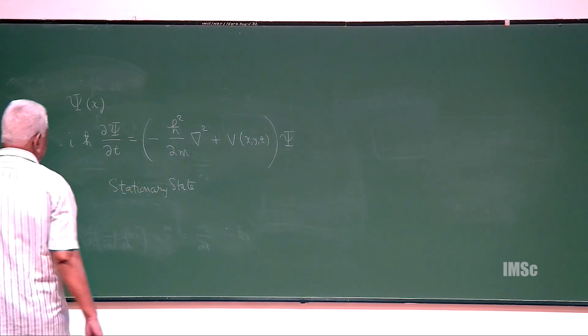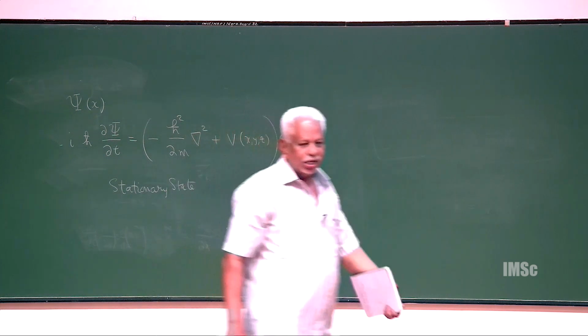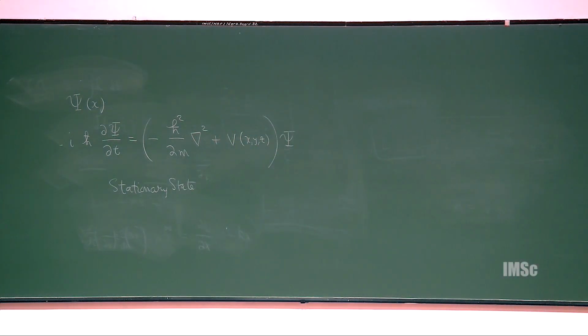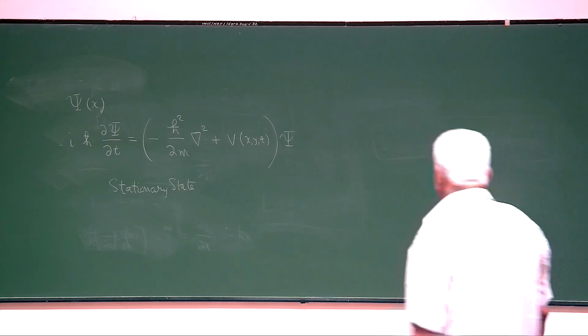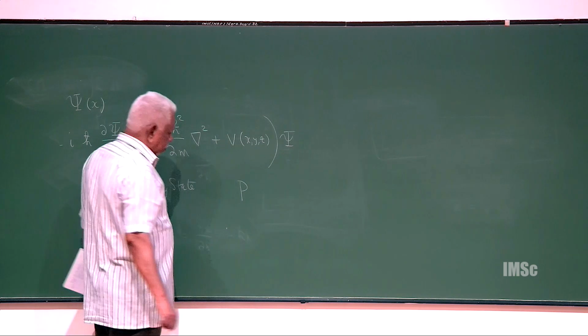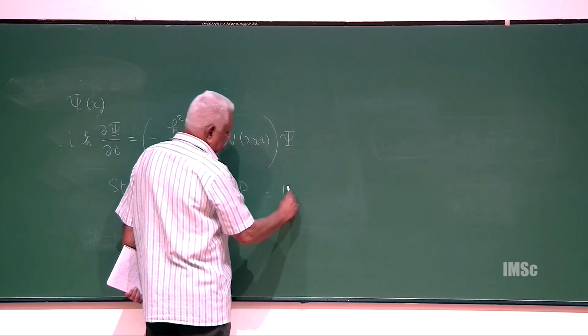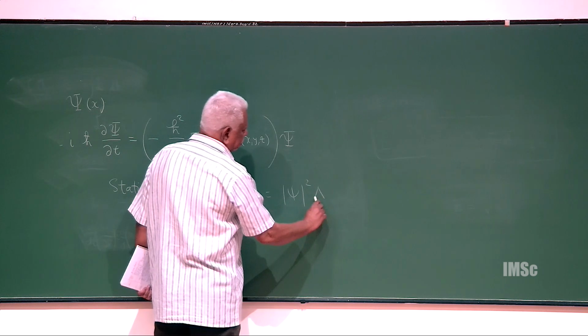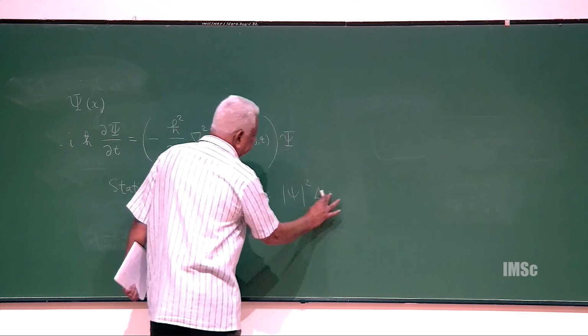The state is something called a stationary state. The stationary state is one where the state of the system does not change with time. It is the same. So I have to tell how to compute the nature of the system from the wave function, and that is given by what is called the probability density, which is mod psi square times some delta V, a volume.